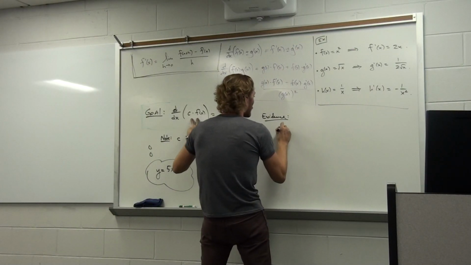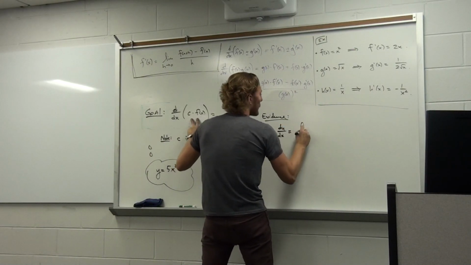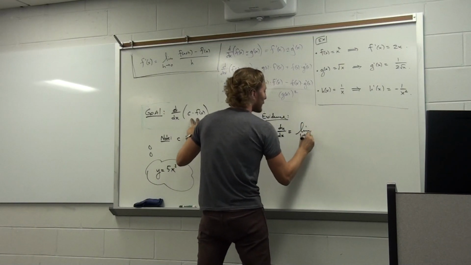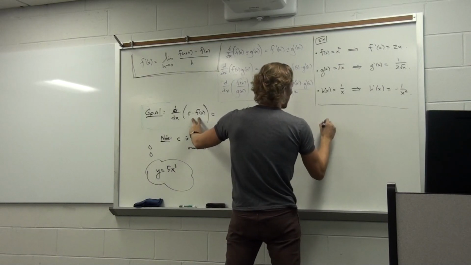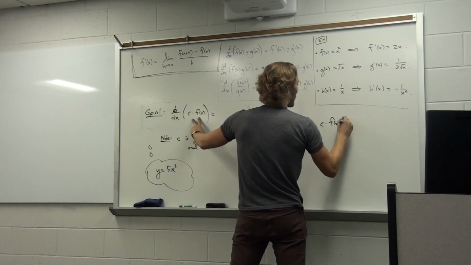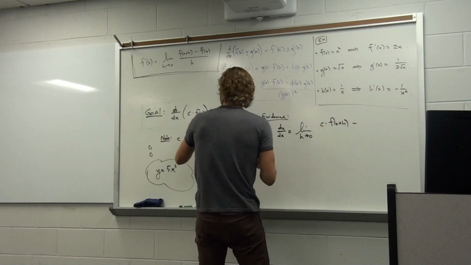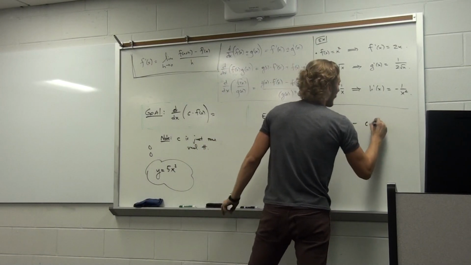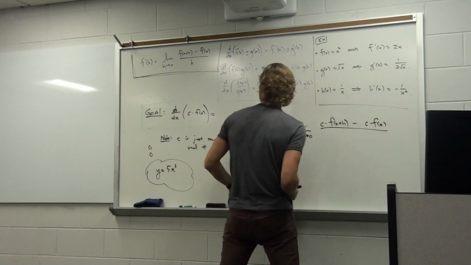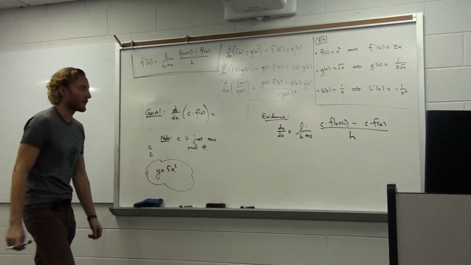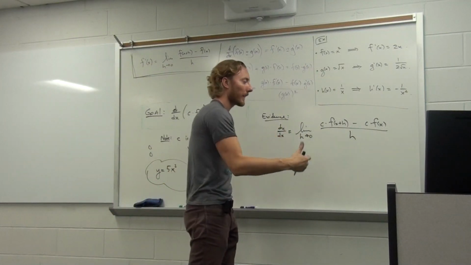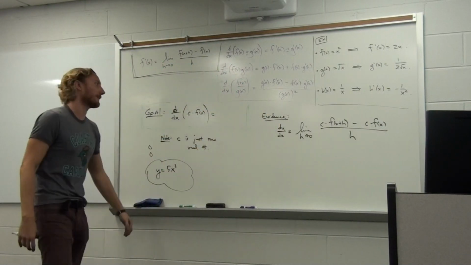So like any derivative always is, you take the limit as h approaches 0 of your original function, plugging in x plus h, that would be constant times f of x plus h, minus the original function plugging in x, that's constant times f of x, and this is over h. Standard formula for the derivative. Plug in x plus h, plug in x, subtract, put over h.